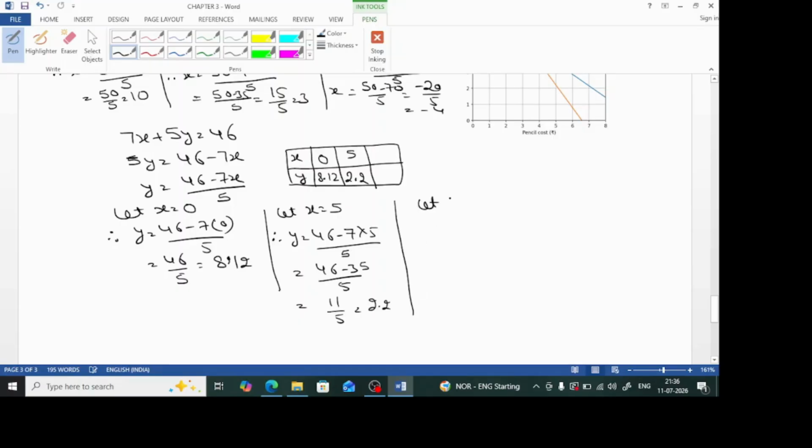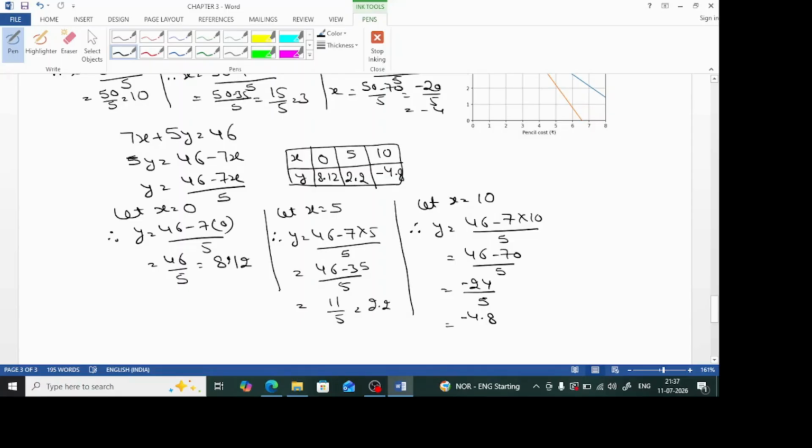Let x is equal to 10. Therefore, y will be 46 minus 7 into 10 divided by 5. 46 minus 70 divided by 5. If we subtract these two, we will get minus 24 divided by 5. 24 divided by 5 is 4.8. So if x is 10, y will become minus 4.8.